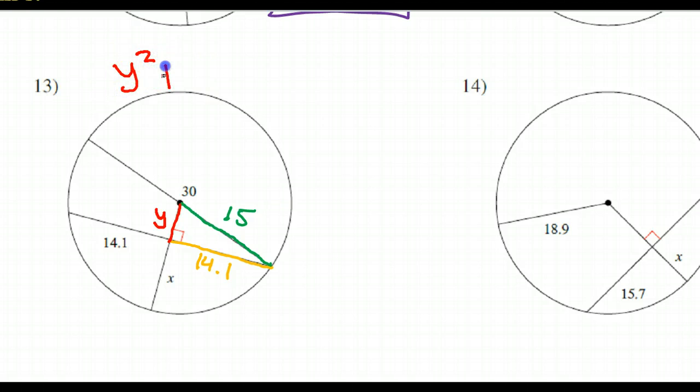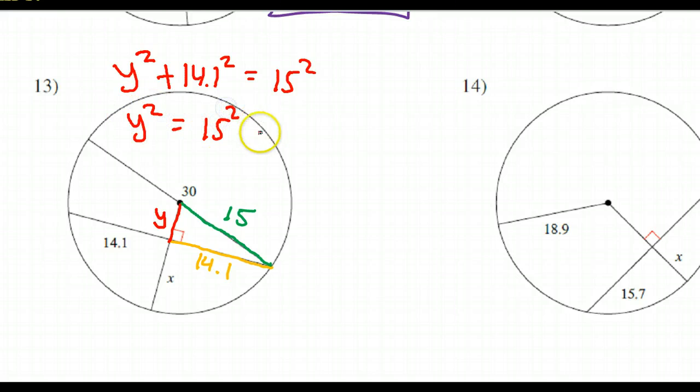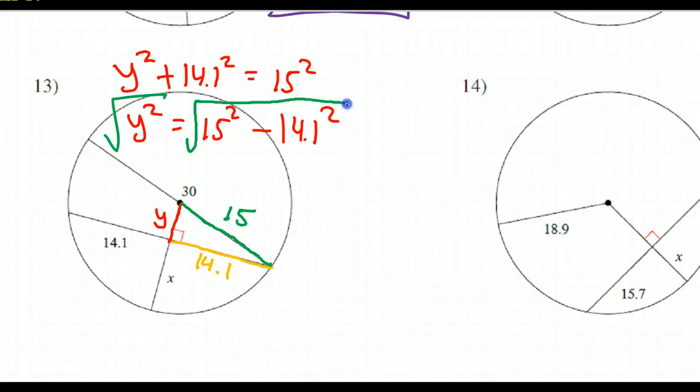y squared plus 14.1 squared is equal to 15 squared. So that's going to give me y squared equals 15 squared minus 14.1 squared. So that's going to give me, because I have to take the square root of both sides, and I'm just going to put that in my calculator.